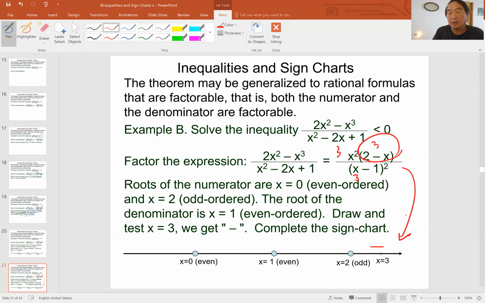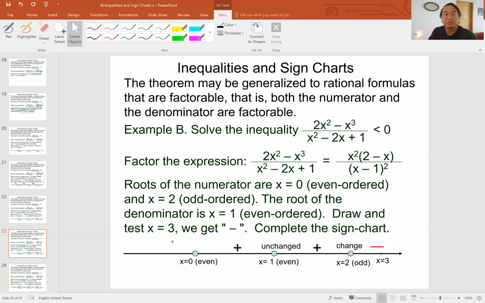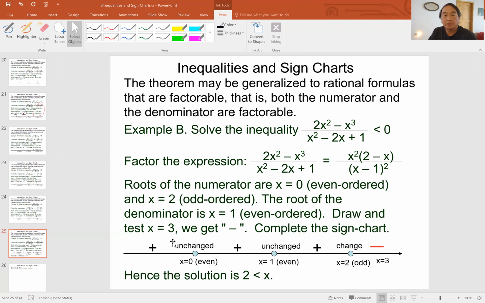Now the sign chart propagates itself. It's an odd power, so it changes to plus. Even power, it doesn't change. So let me use even, negative, plus, plus, plus. Each change, no change, no change. So the solution is x more than 2.